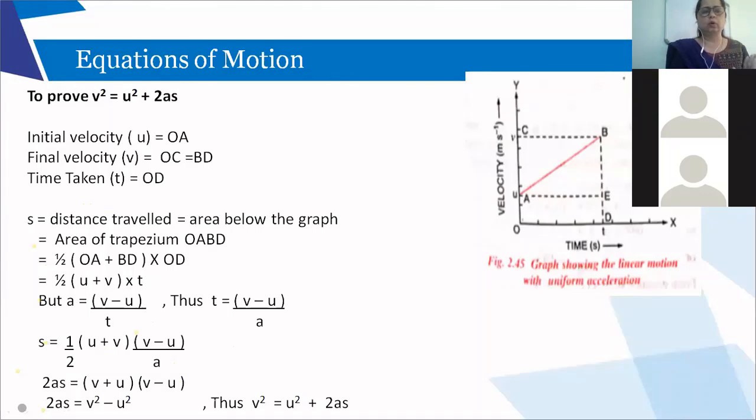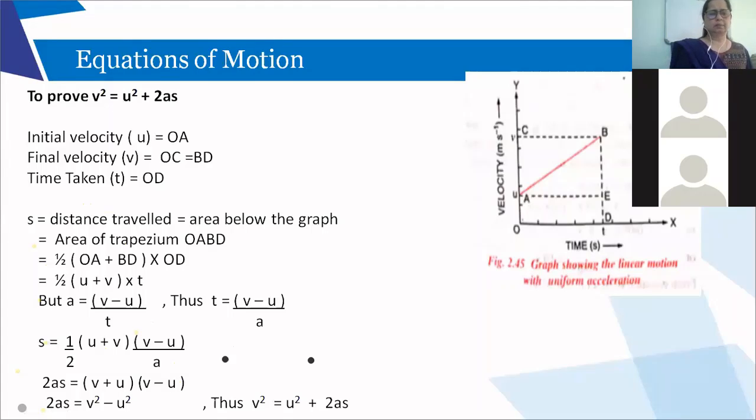So when I got OD, I took the area of trapezium. Area of trapezium is equal to half into sum of parallel sides into perpendicular distance. OA plus BD. I know what OA is. OA is U. I know what BD is. BD is V. And then time, OD is time. So I remove time. I use the formula A equal to V minus U upon T, and I put the value of time over there.